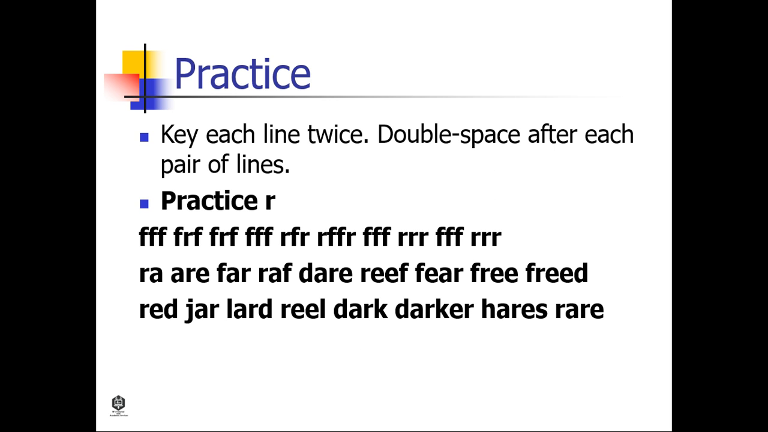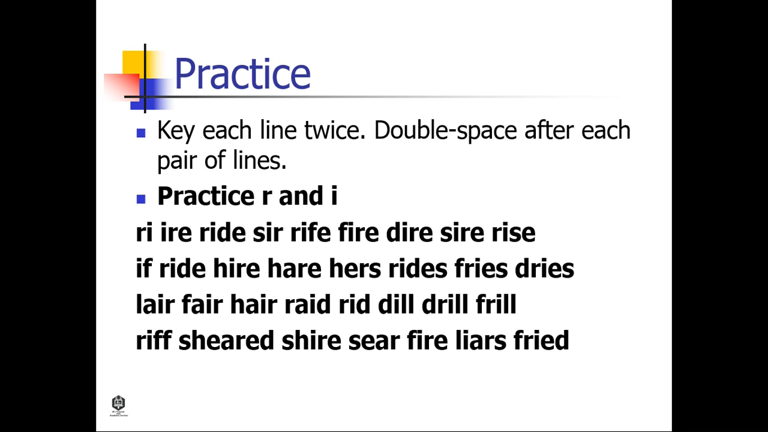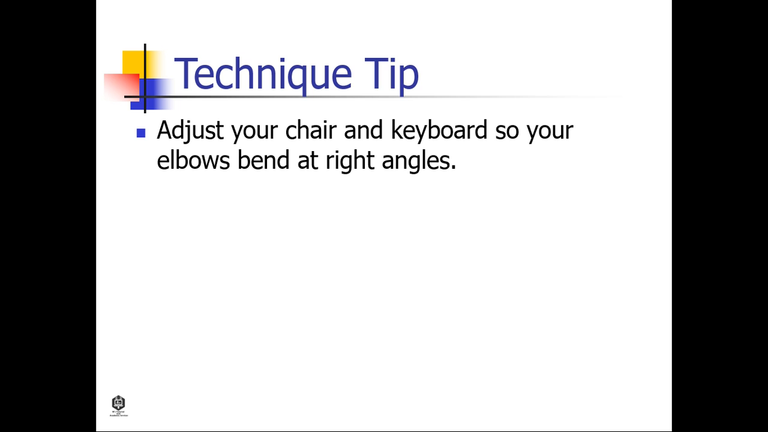Let's practice. Key each line twice, double space after each pair of lines. First, practice R. Then practice I. And practice both R and I. Technique tip: adjust your chair and keyboard so your elbows bend at right angles.